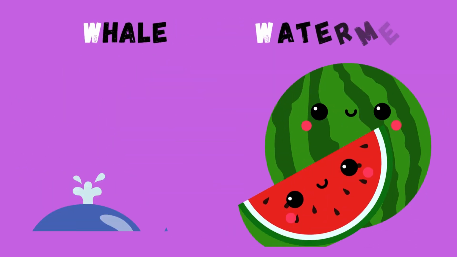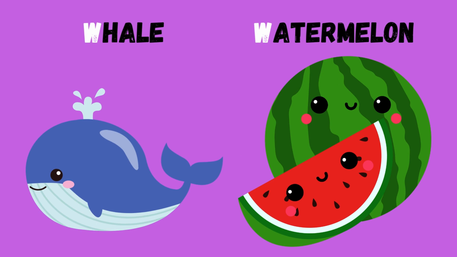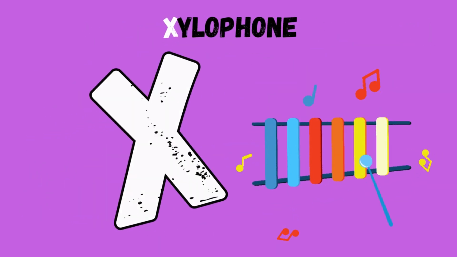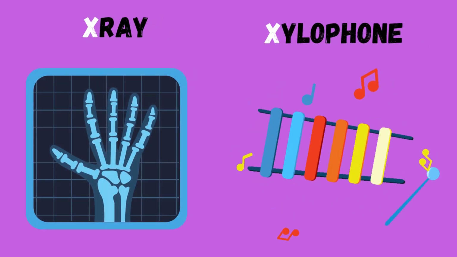W is for whale. W is for watermelon. Whale, watermelon. W, w, w. X is for x-ray. X is for xylophone. X-ray, xylophone.